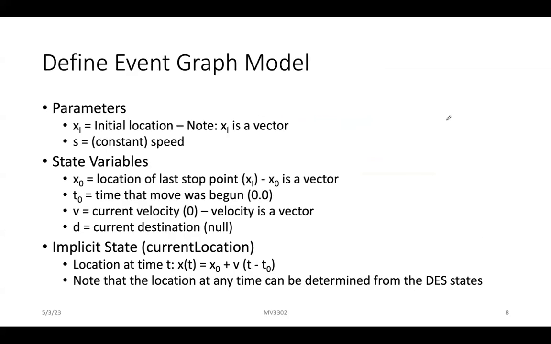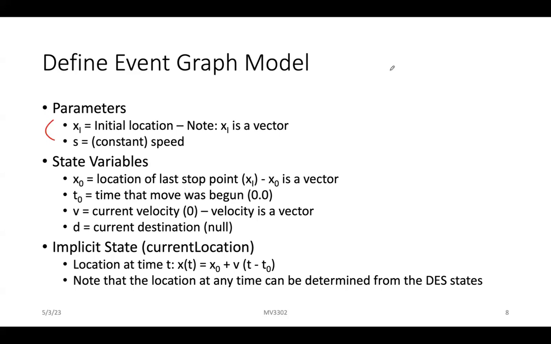Well, not so fast. So let's build a model here. Remember, our model consists of parameters, state variables, and an event graph. So the parameters that I'm going to have is an initial location. I'm going to call it xi.